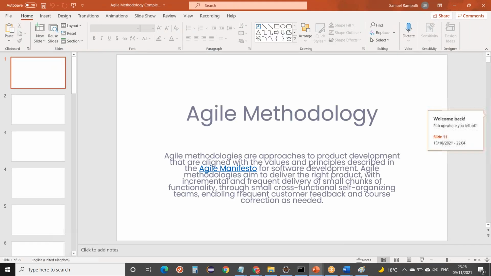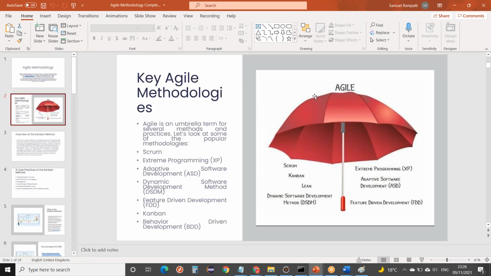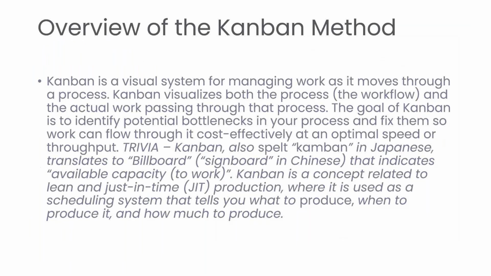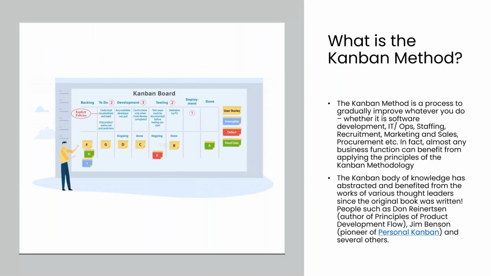So Agile has got different frameworks. Under this Agile umbrella, there is Scrum, there is Kanban. In Kanban, there is a board. So they create a visual effect. In that board, they visualize the flow of work. Kanban has this principle, and they will have this board.